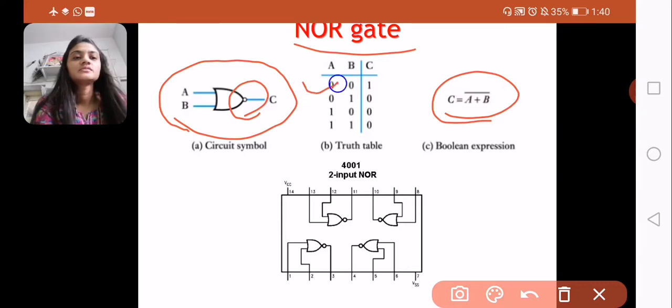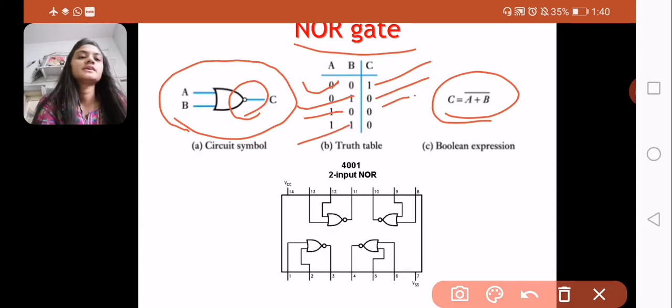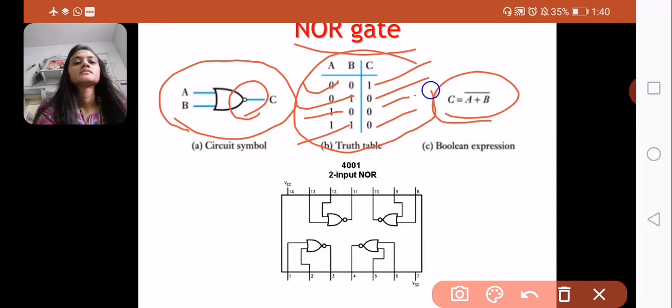0 plus 0 is 0, its NOT is 1. 0 plus 1 will give 1, but its NOT is 0. 1 plus 0 is 1, its NOT is 0. 1 plus 1 is 1, but its NOT is 0. So in this manner, you have to write its truth table.